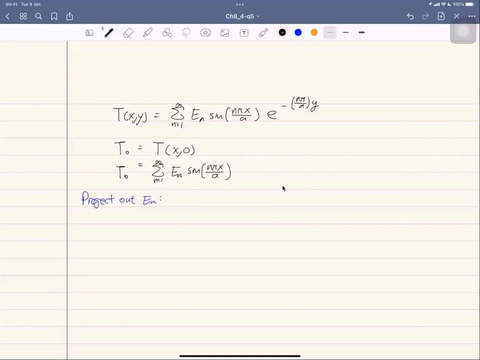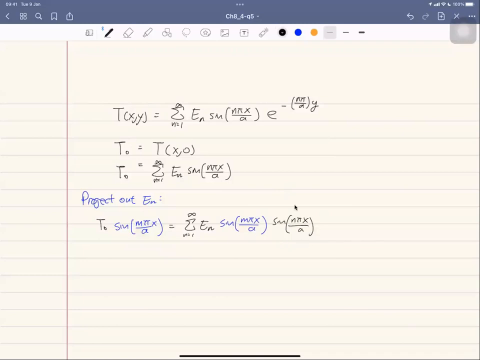We're going to multiply both sides by sine m pi x over a, because we know this is the orthogonal function to sine n pi x over a. Okay, so I'm going to take this and multiply both sides by the orthogonal piece of this.